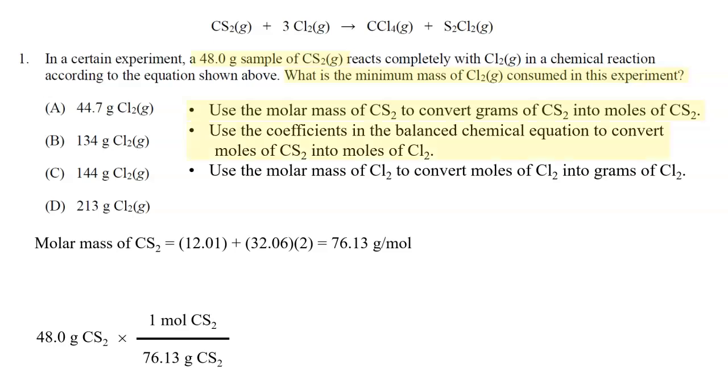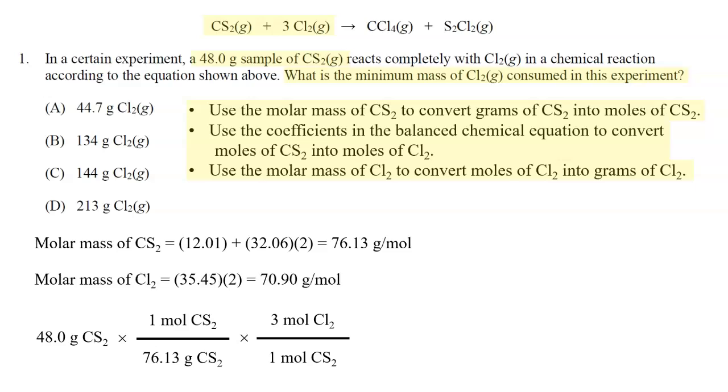Now we'll use the coefficients in the balanced chemical equation to convert moles of CS2 into moles of Cl2. And based on the coefficients, we see that there are 3 moles of Cl2 consumed for every 1 mole of CS2. So that's our next conversion factor. Finally, we'll use the molar mass of Cl2 from the information on the periodic table to convert moles of Cl2 into grams of Cl2. And that gives us, from the periodic table, a molar mass of 70.9 grams per mole.